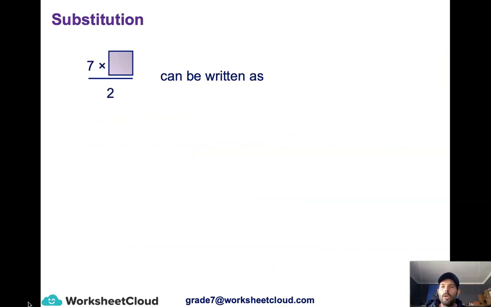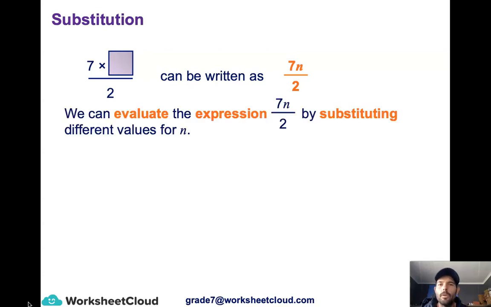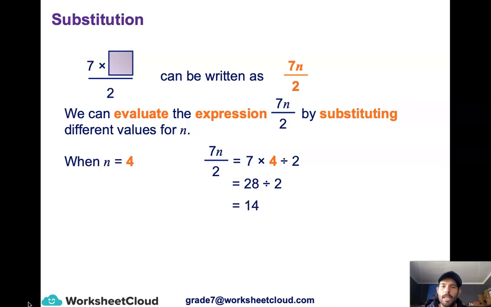So here's some more examples. That can be written as 7n over 2, as I've explained to you on a few occasions. And now we can evaluate 7n over 2 by giving n a value. Okay, regardless of what the value for n is, we can use any number for n. The process and the principles remain the same. So here we will have 7 times 4 divided by 2. So 28 divided by 2 is 14.